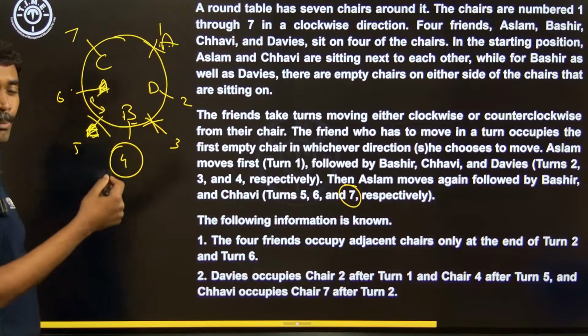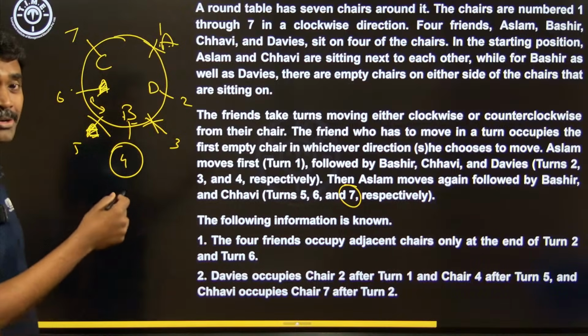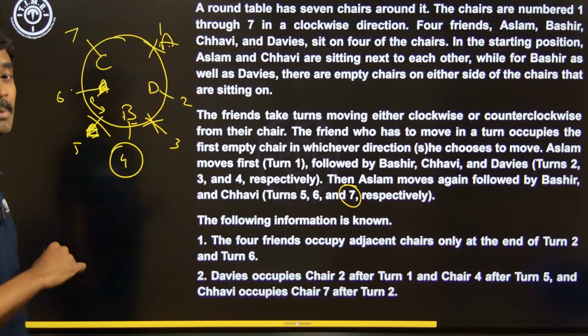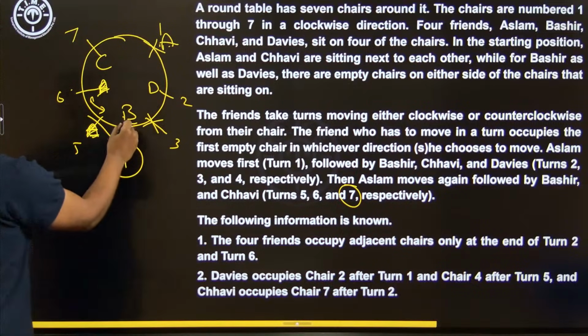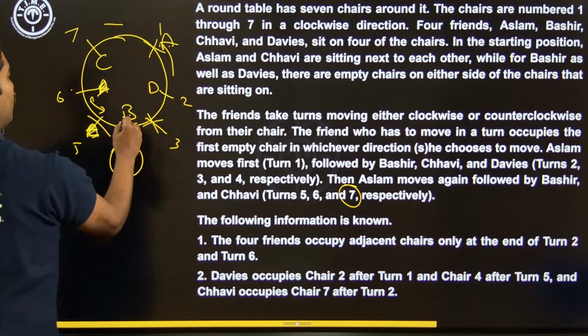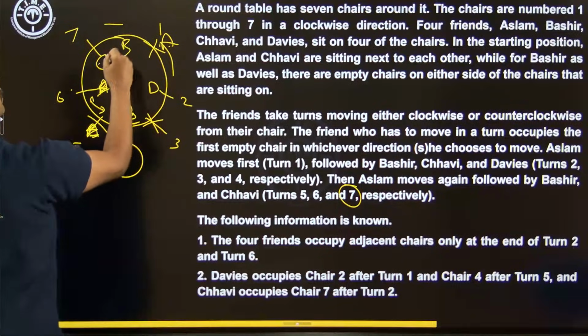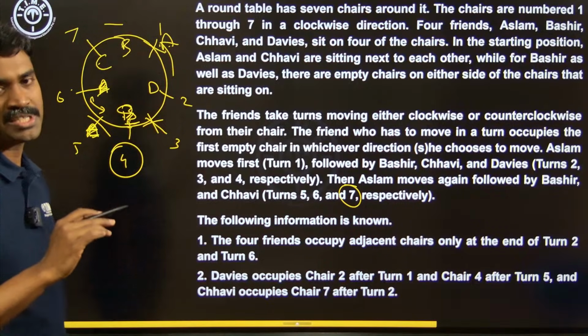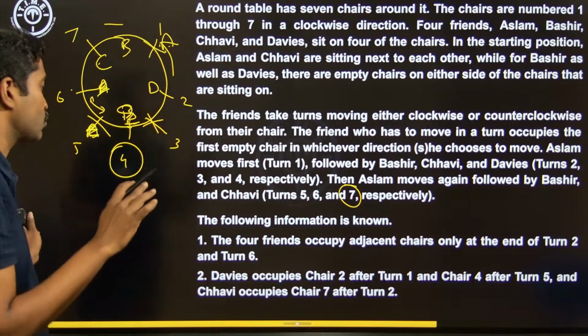Now, drawing so many of these in the exam is not going to be easy. At the end of turn 1, C, A, D, B. Now, where will B go? Tell me. If B goes here, they won't be sitting adjacent to either, which means B goes in an anti-clockwise direction. B goes here, C, B, A, D. Okay, all right. So at the end of turn 2, all of them are sitting adjacent to each other. This is what I have so far.